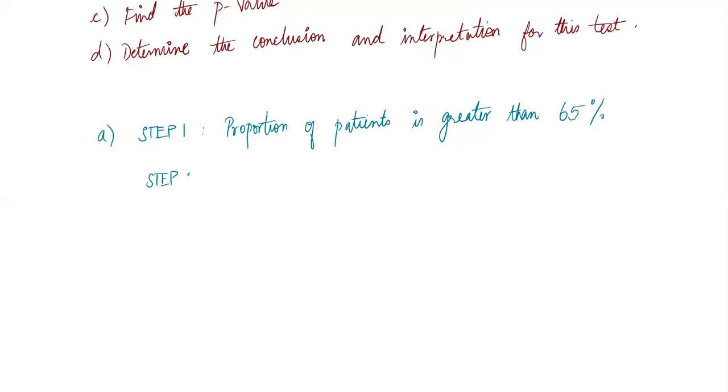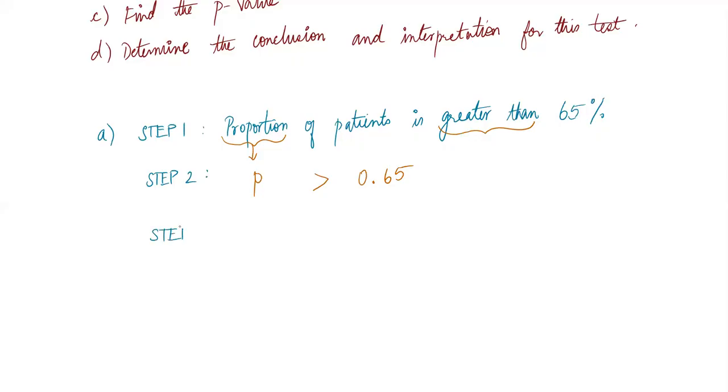Step 2 says, okay, now that you got the claim, put that in a symbolic form. This is for all such patients. So this is the population, right? So population proportion has the symbol P. P hat is for sample proportion. P is for the population. The claim is always about the population. So greater than is greater than. 65% is 0.65. So we wrote that in symbolic form.